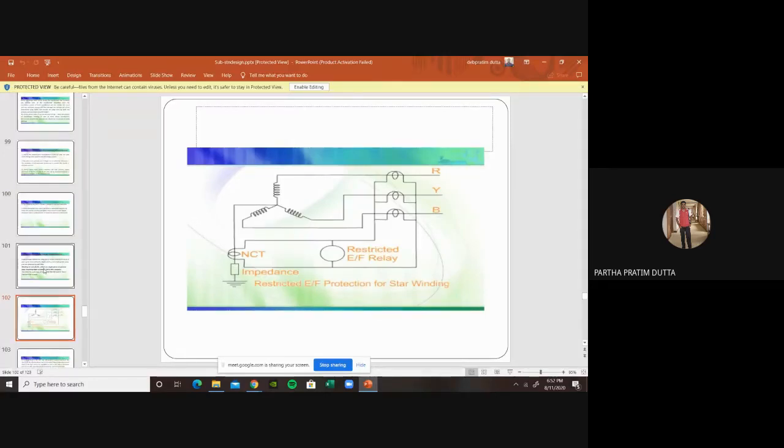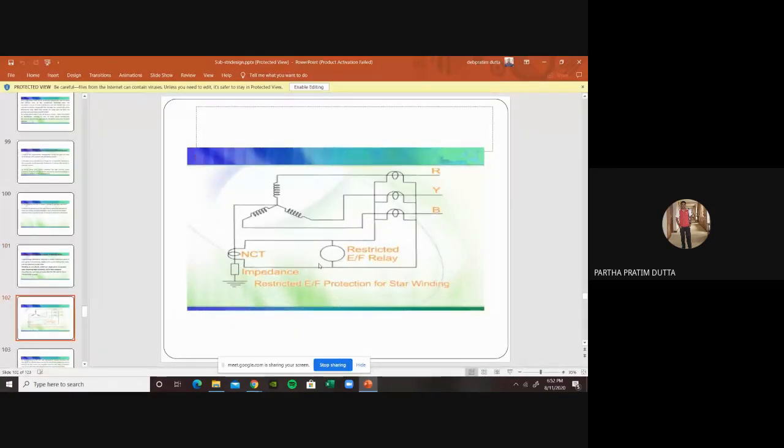that differential protection scheme. That is restricted earth fault. In differential protection, the current will be huge, but if a certain fault happens, a very small leakage current takes place. In that particular case, we usually take care of all these things through the restricted earth fault relay. So it is being shown over here.